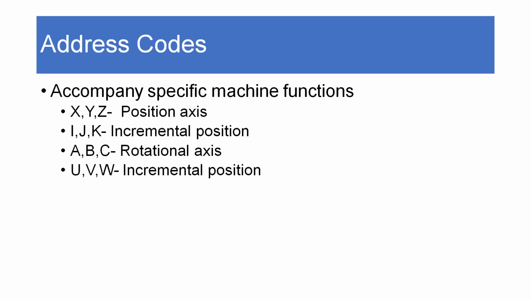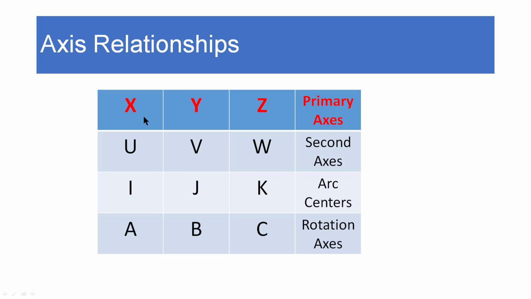Address codes are just that. The address codes tell the machine where it's going. Some examples of address codes you're going to see here are XYZ, that's a position axis. We're going to go in X, Y, and Z, the three dimensions we've learned about. IJK are incremental positions that go along with that. ABC are rotation, and UVW are incremental position. We'll learn much more about that, but this grid is pretty handy. X, Y, Z, it goes U, V, W, I, J, K, A, B, C. If you can remember that grid, that's handy for later on.